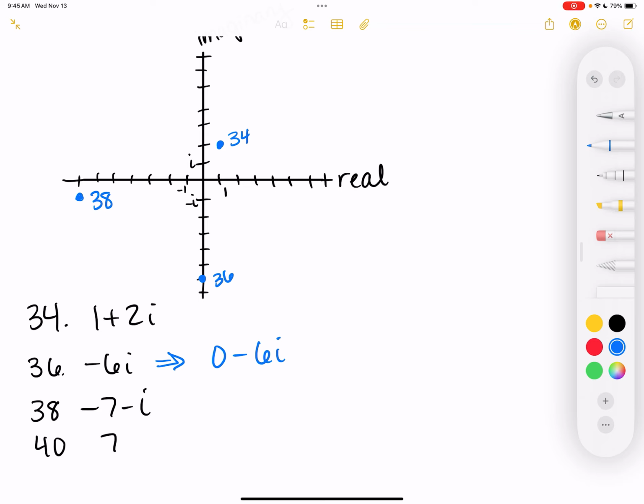If it was 7 minus i squared, would it be? They're not going to give you that. Oh, you can't do that. I mean, they're not going to give you that, but yes, that would be the case. So that's problem 40.